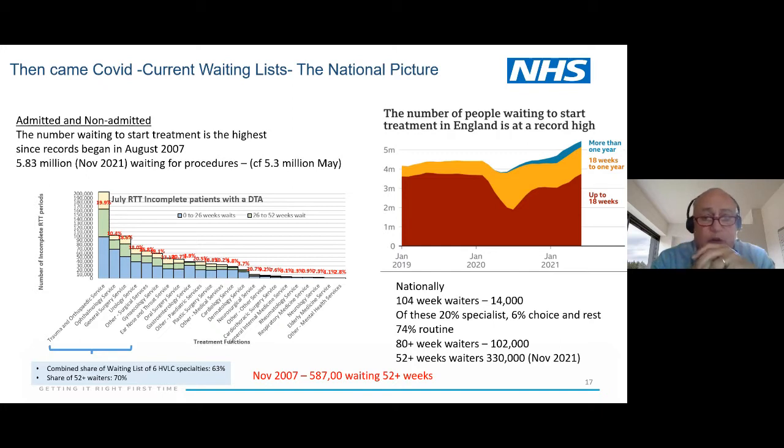So the high volume low complexity programme came from work we did in London, and you can see we did it across 6 specialties, which represent 63% of the combined waiting list and 70% of the 52-week waiters. And as we know, there are 5.83 million on the waiting list, both admitted and non-admitted. And just to let you know that we've got 330,000 patients waiting over 52 weeks currently, but we've been there before. Just remember that. That was in November 2007, when it was as high as 587,000. So we can solve it. And I'm hopefully going to show you one way that we can help that. Next slide, please.